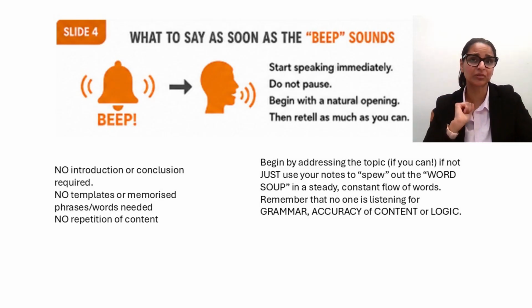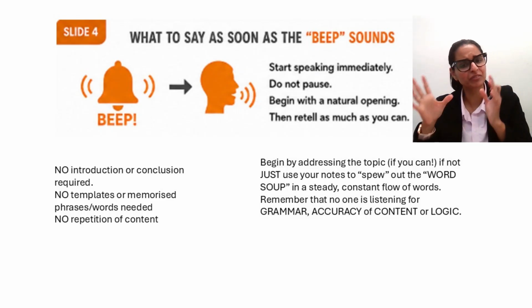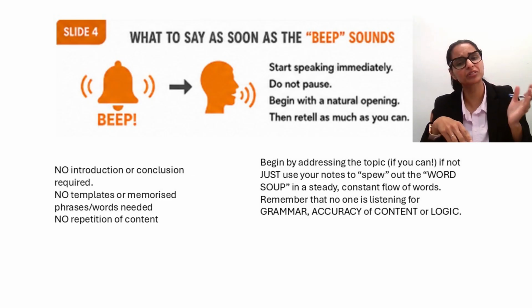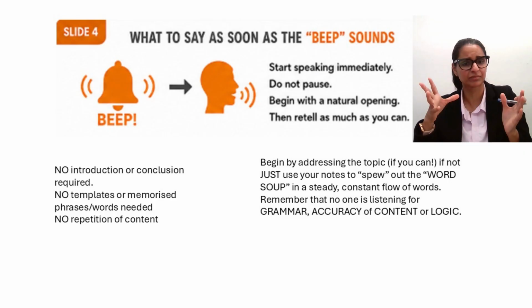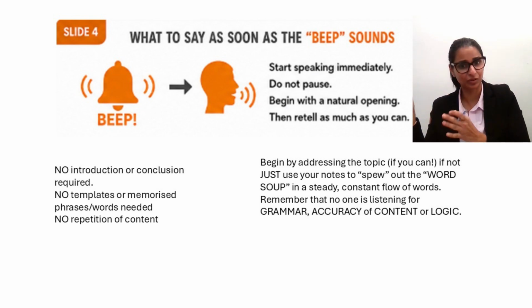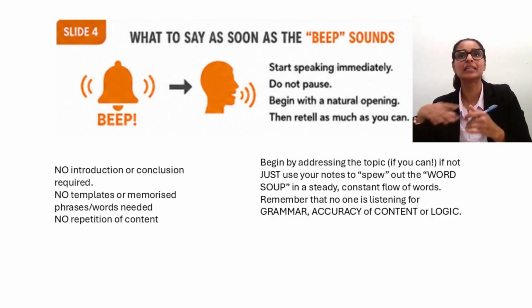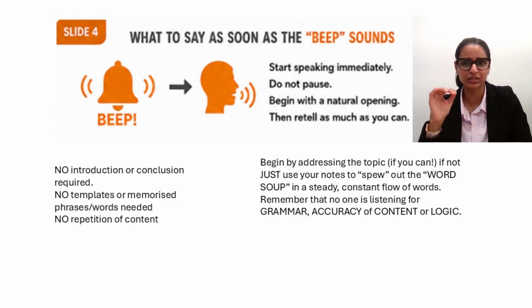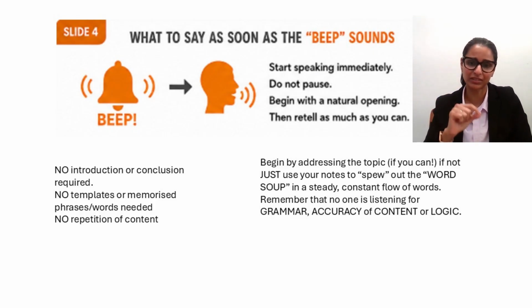Remember, no one's checking your grammar. It doesn't need to be perfect, right? No one's listening for the grammar, no one's listening for the accuracy of your content, and no one's trying to make logic of it. They just want a large amount of content, right? And for this question type, there is a human assessor, but only for content. Again, the human assessor is just looking for content that is directly relevant and taken from the talk.